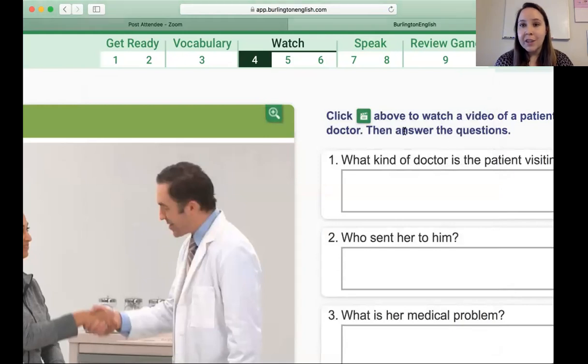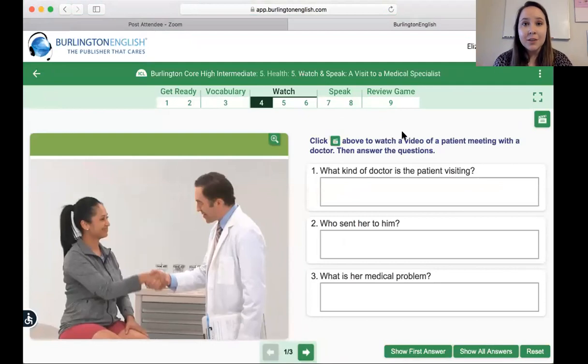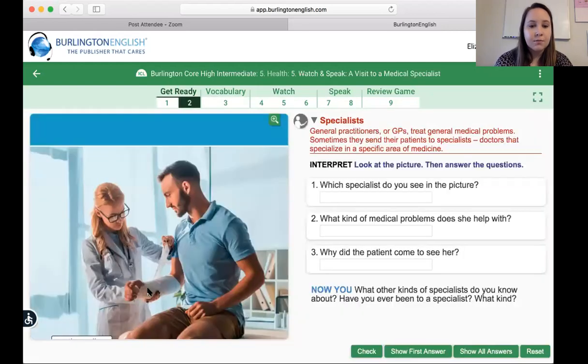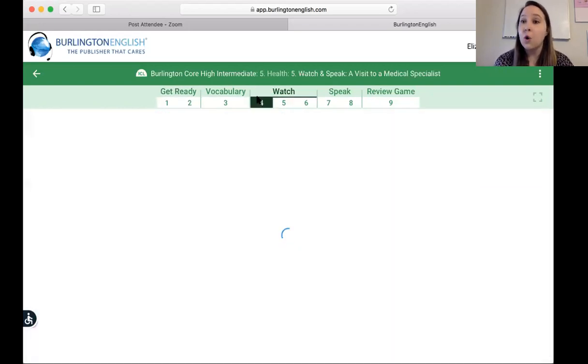If you need to watch the video again, that is completely fine. You can always go back and watch it as many times as you need to. So what kind of doctor was the patient visiting? He was an orthopedist. Like we talked about earlier in number 2, he is an orthopedist, someone who works with bones, telling her, is it broken? Is it sprained? Is it fractured? So he was an orthopedist.